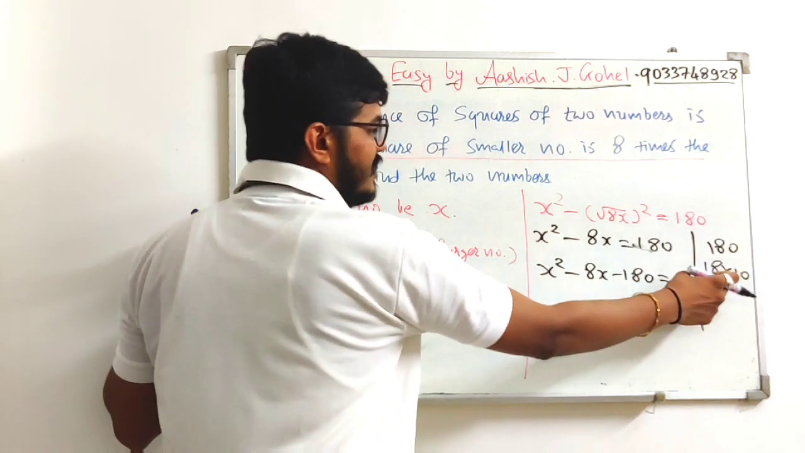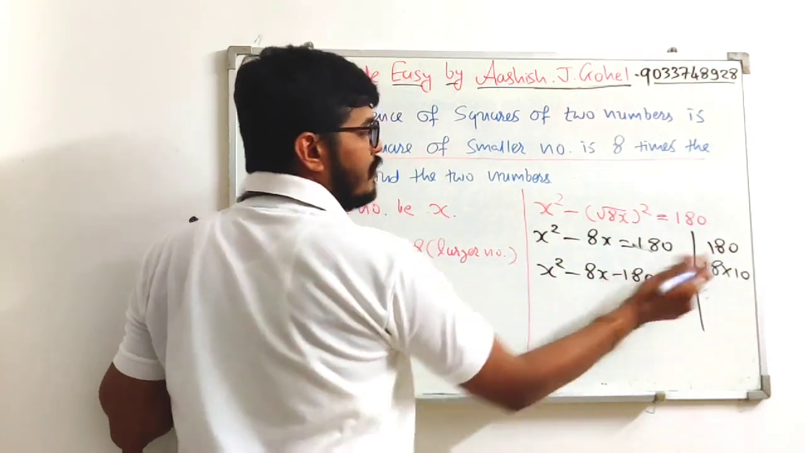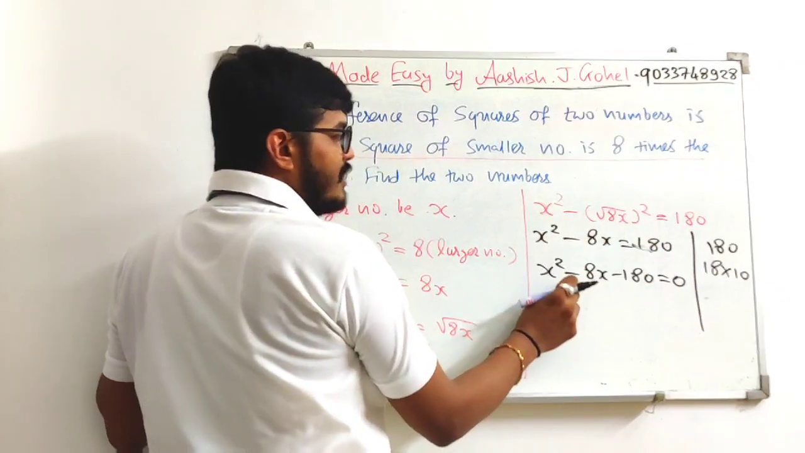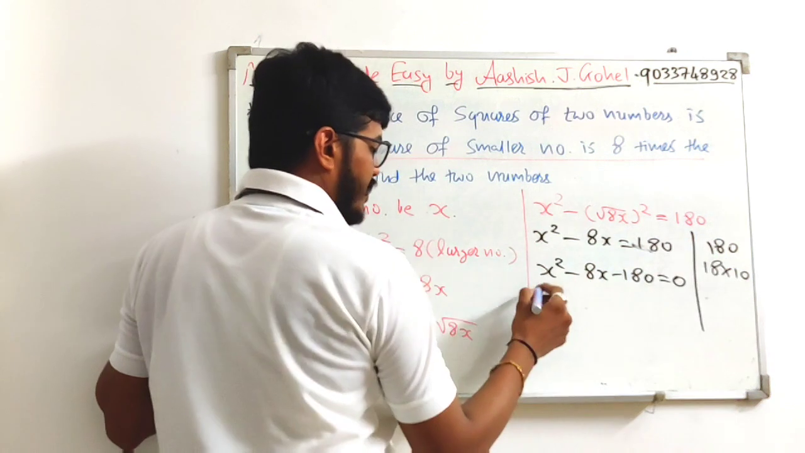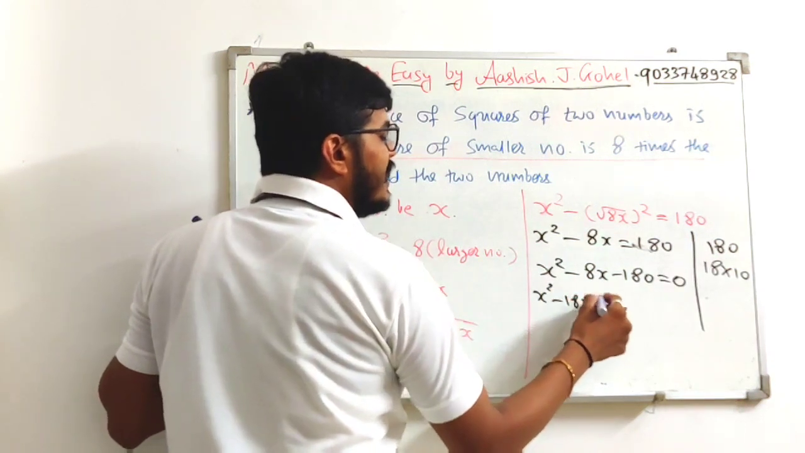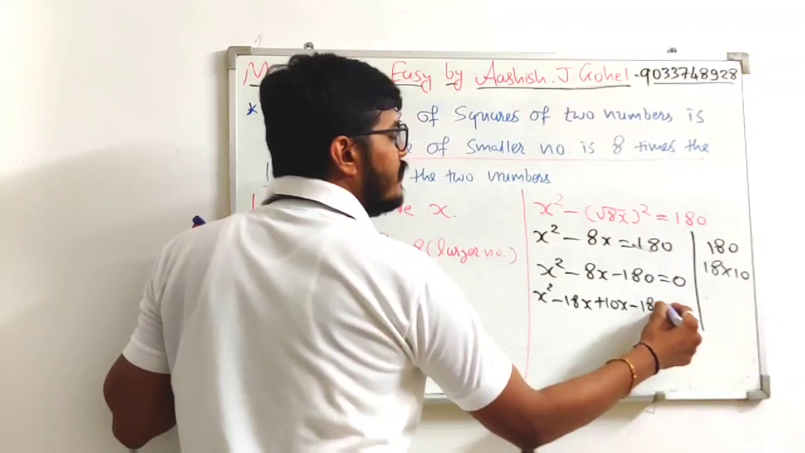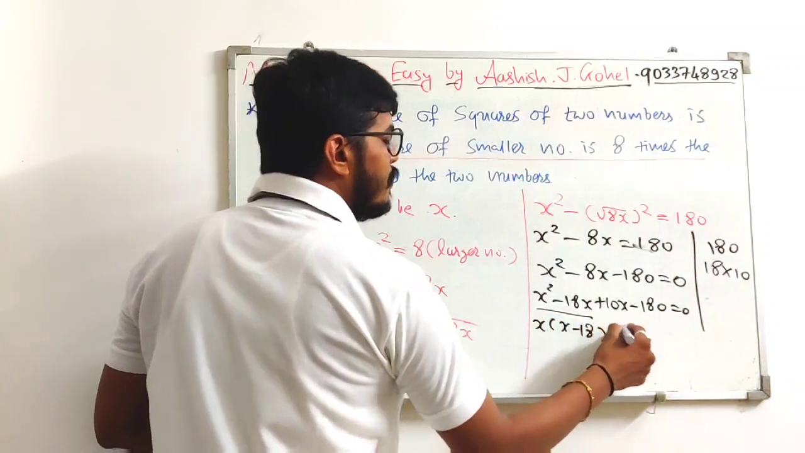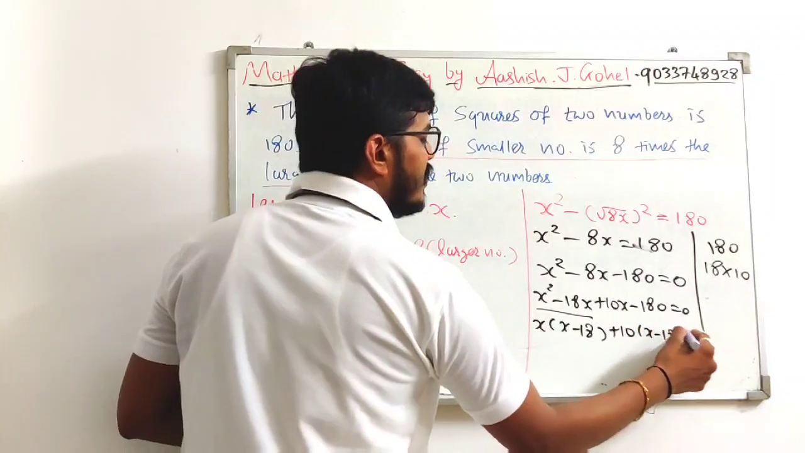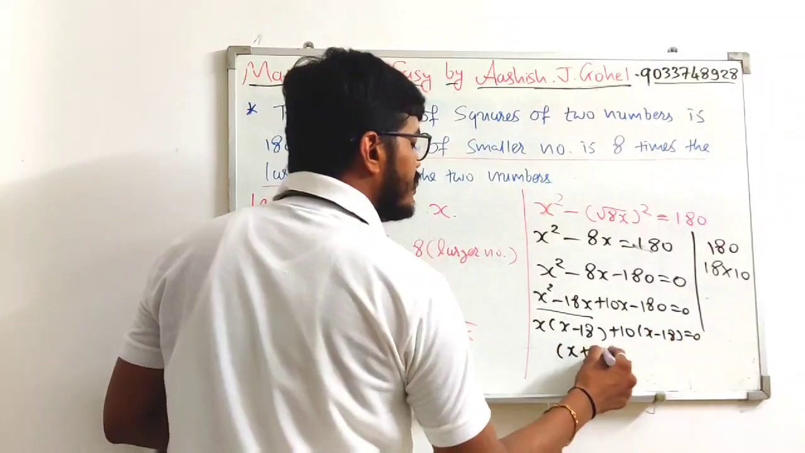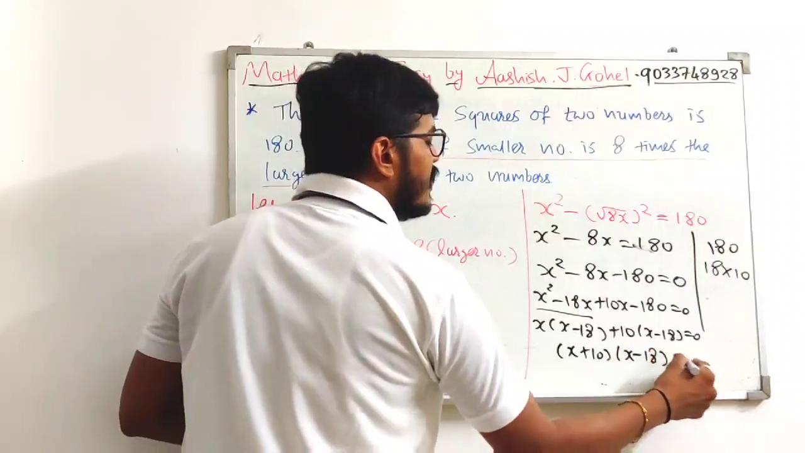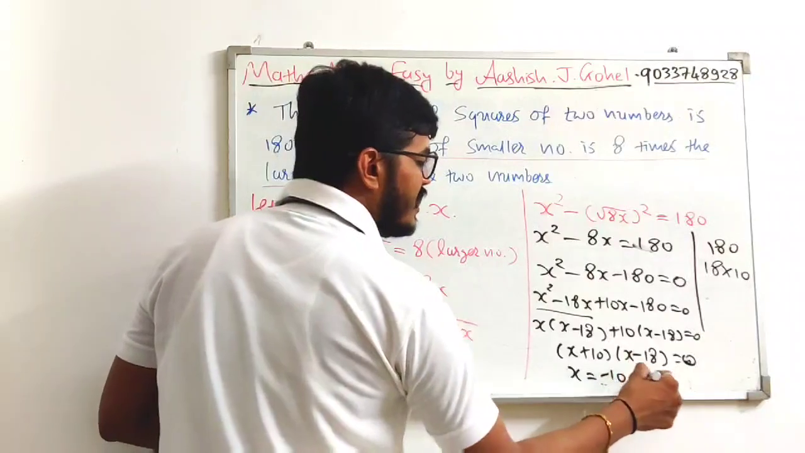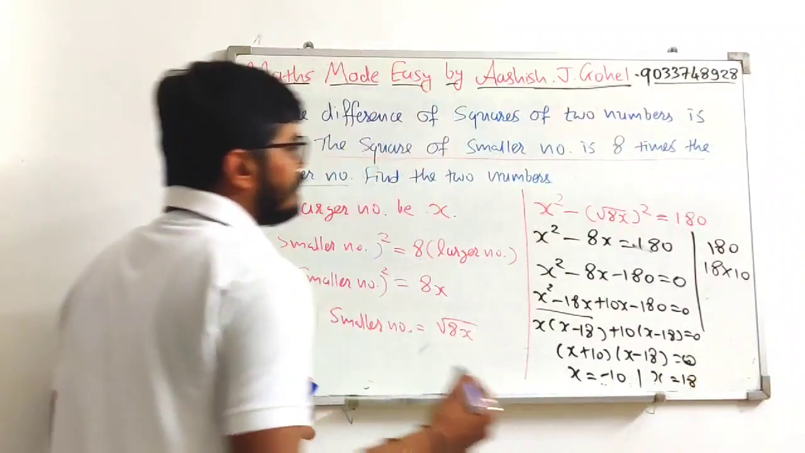Now we will factorize this. Again, this negative sign is there, so we will subtract these two factors and give the negative sign to the bigger factor. So x square minus 18x plus 10x minus 180 is equal to 0. From this we can take x common: x minus 18 plus 10, x minus 18 again. So the two factors are x plus 10, x minus 18 is equal to 0. By comparing with 0, you will get two answers, minus 10 and 18.